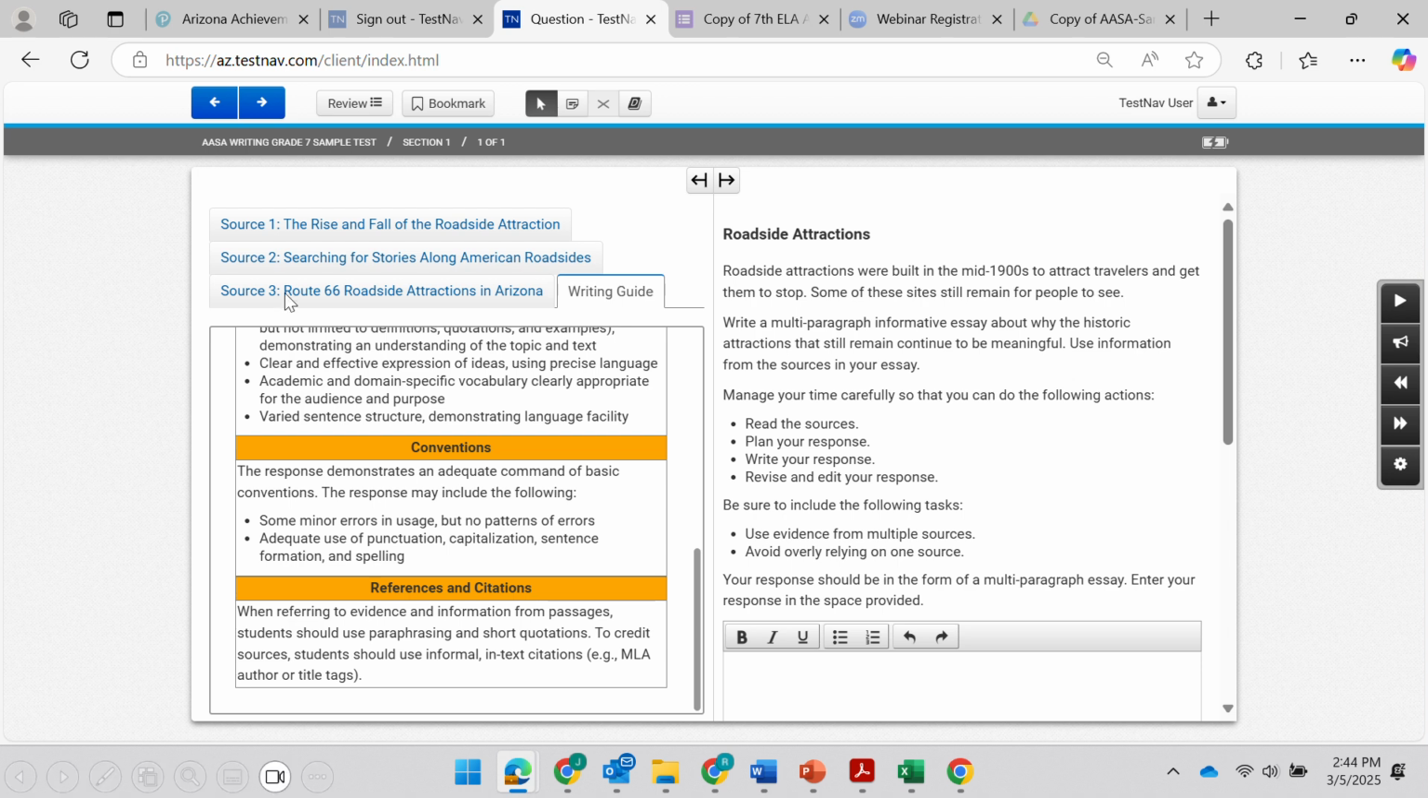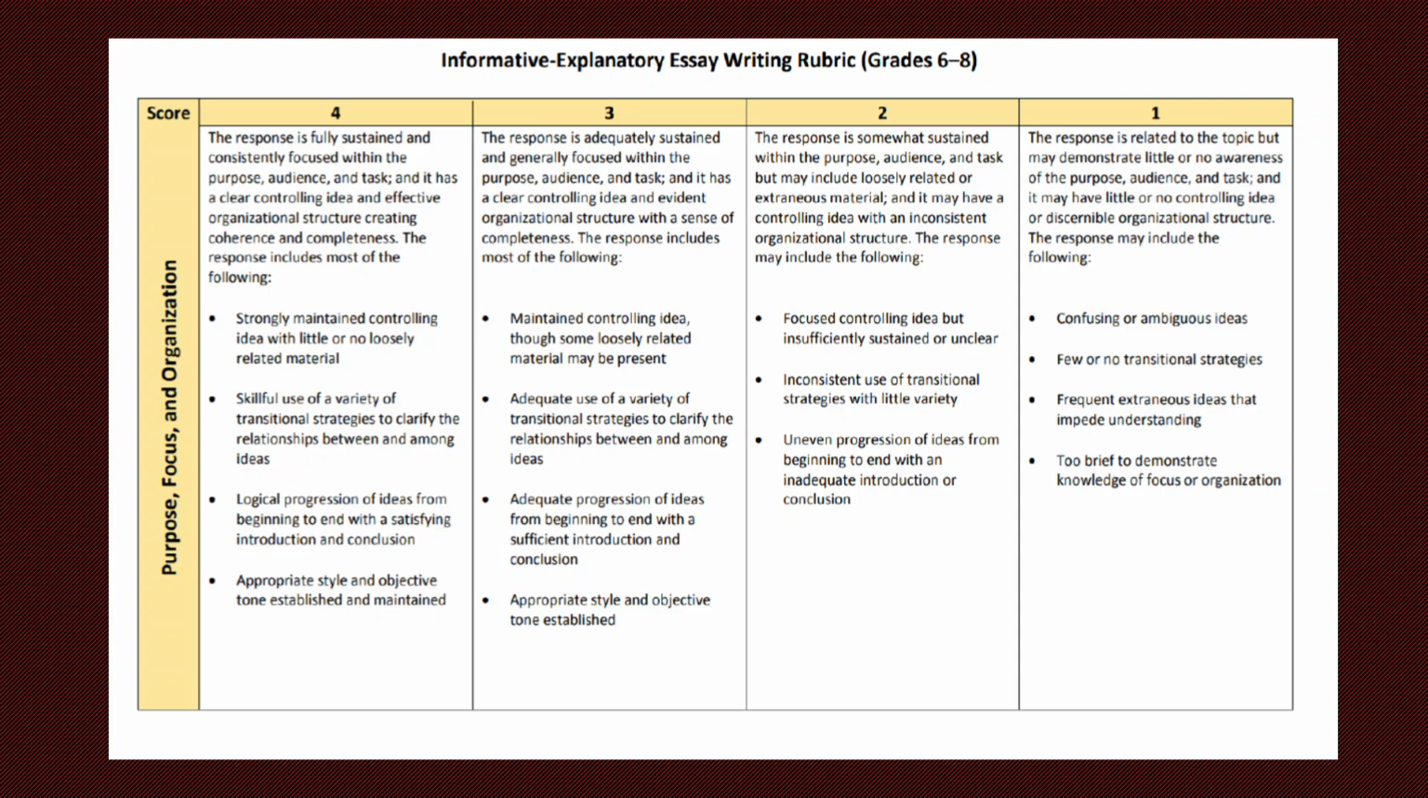So what I recommend when you first get the exam, the first thing I would do is read the writing prompt itself, find out what your topic is, general topic, roadside attraction, specific topic, why the historic attractions still remain meaningful. That was the writing test 3 years ago. Obviously, your topic is going to be different, but it's going to be a topic that's clearly explained to you. Purpose is going to clearly be explained, informative essay, explaining why, and it's going to have the 3 sources just like this.